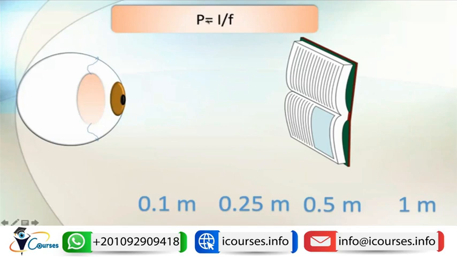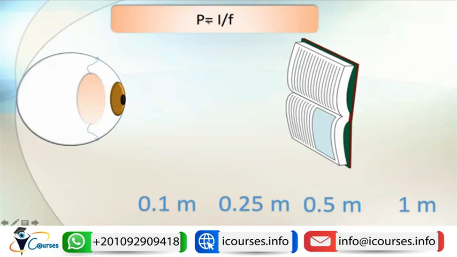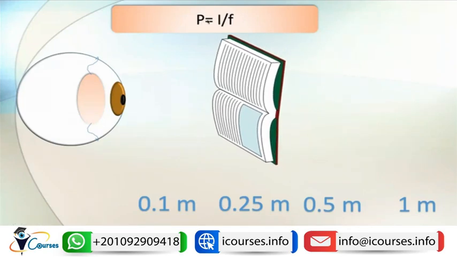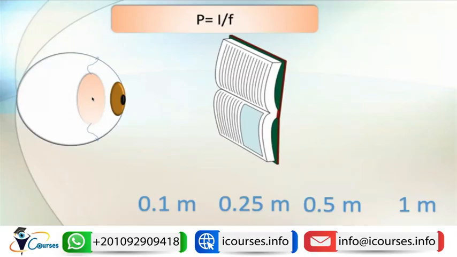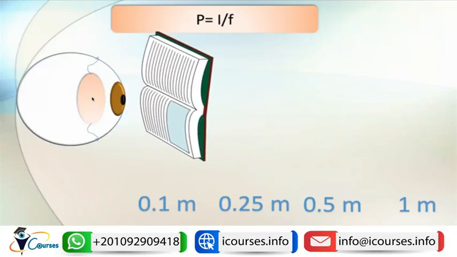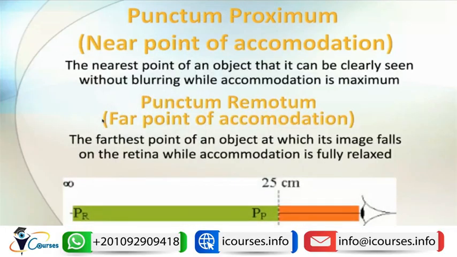2 diopters. If again the book is moved to 25 centimeters, then the power of accommodation needed will be about 4 diopters. If it is moved closer and closer to the eye, like about 10 centimeters, then the power of accommodation needed will be 10 diopters. So the power of accommodation can be measured by this equation.